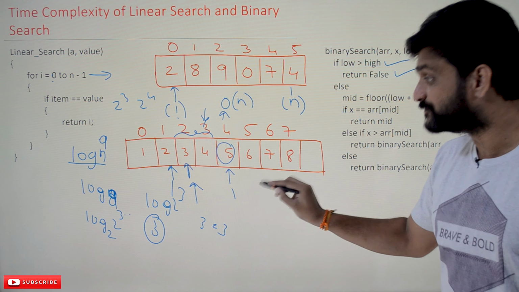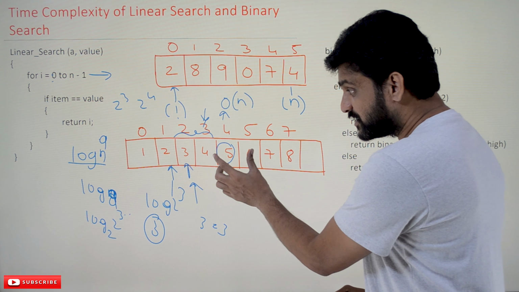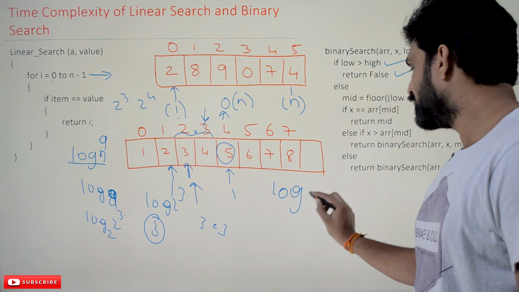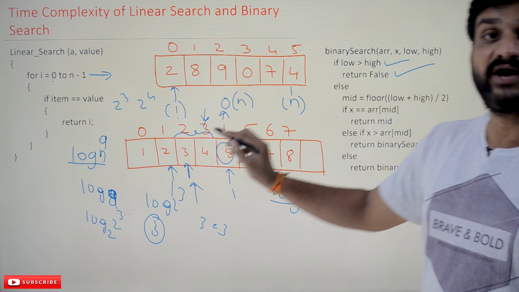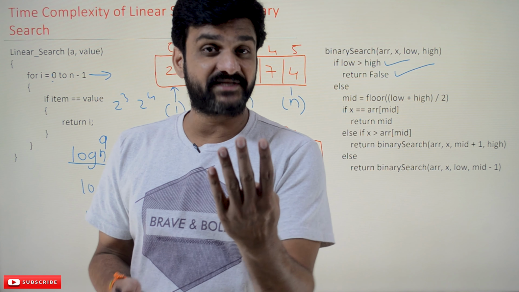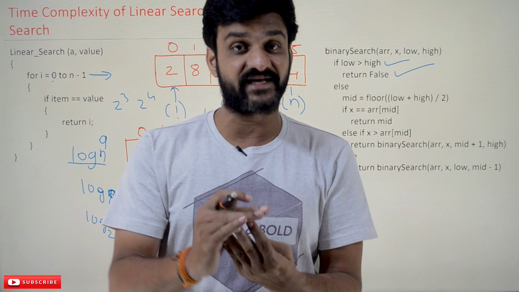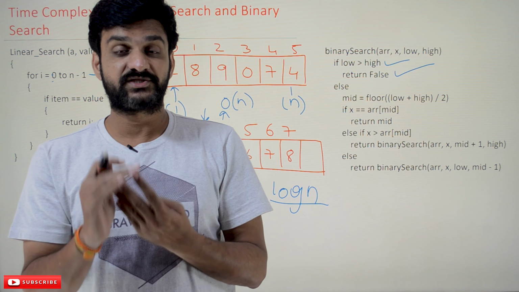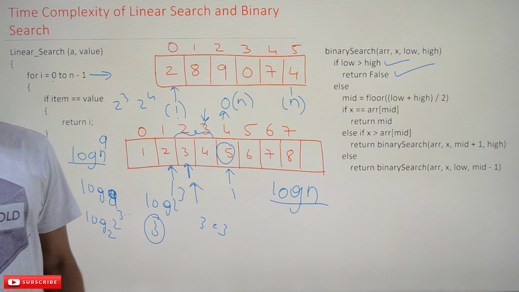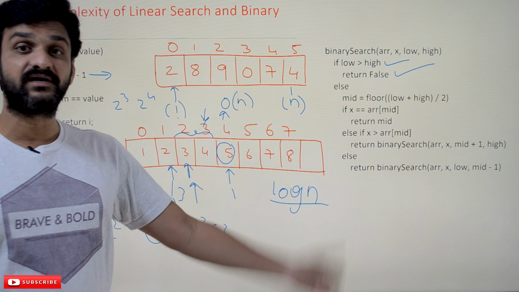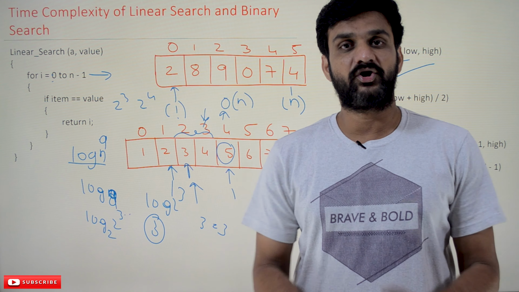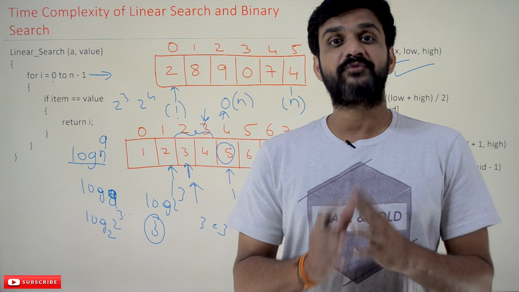So at most, binary search is going to take log n number of comparisons. For example, if you have 16 elements, at most it is going to take 4 comparisons to identify whether the element exists in the array or not. That is why binary search is more efficient when compared with linear search. But the rule is that the elements must be in sorted order. So this is the time complexity of linear search and binary search. Hope you got clarity on this concept.